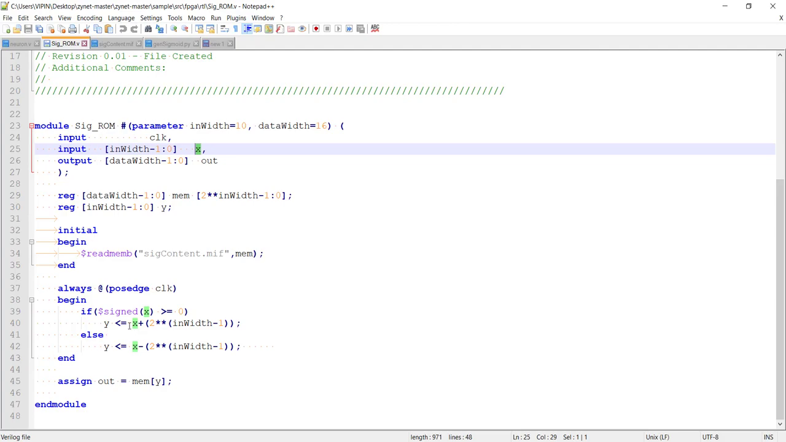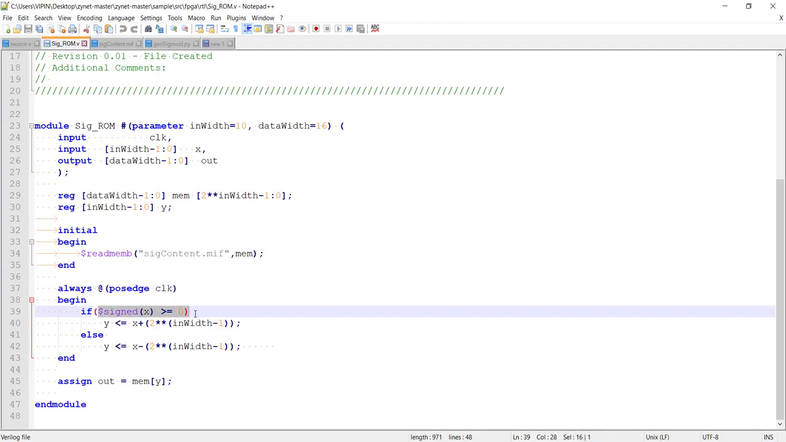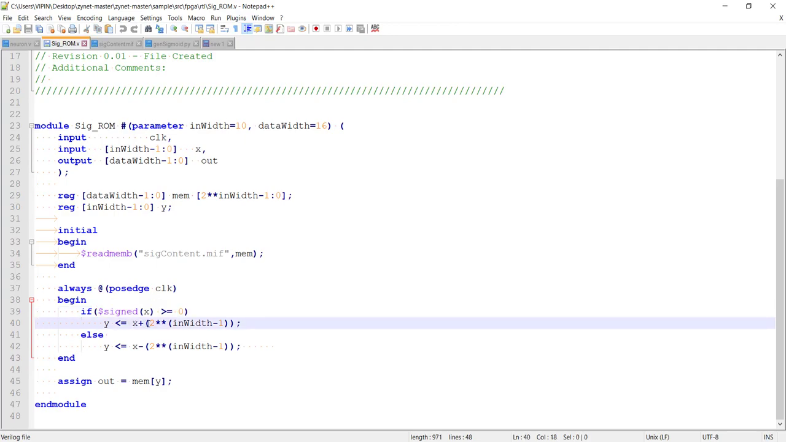So you can see what is done. Whatever x is coming here, first we are checking the sign of x, whether it is greater than 0. That means whether it is a positive number. If it is a positive number, I'm adding 2 to the power of in width minus 1 to that. In width is the depth of the sigmoid memory. So if it is 10, this will give 2 to the power of 9.